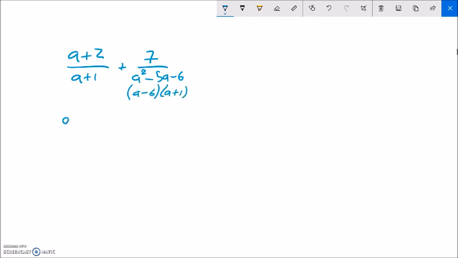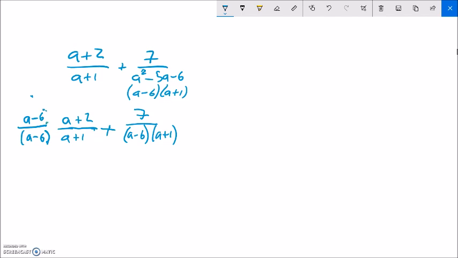So notice that what I have here is a plus 2 over a plus 1, and that is added to 7 over a minus 6 times a plus 1. Now they both have an a plus 1 in them, so I don't need to get an additional a plus 1 to any of them. But this one has an a minus 6 in this denominator. And again, I want those denominators to be the same. So what I'm going to multiply by is this version of 1. And again, I'm doing that so I'll have common denominators.